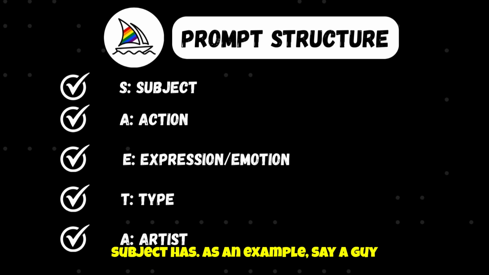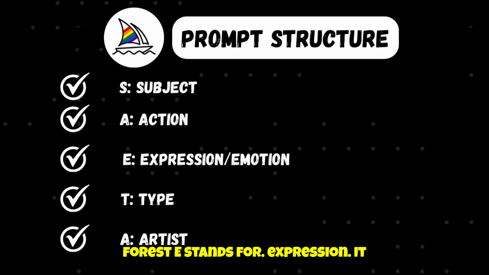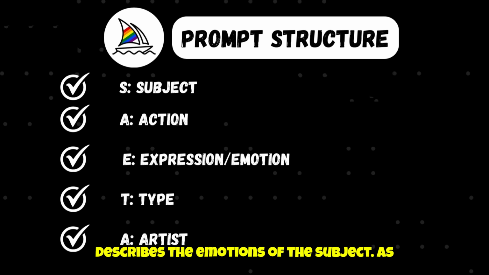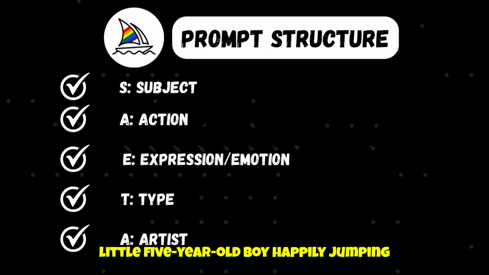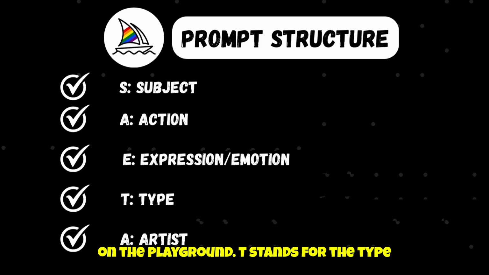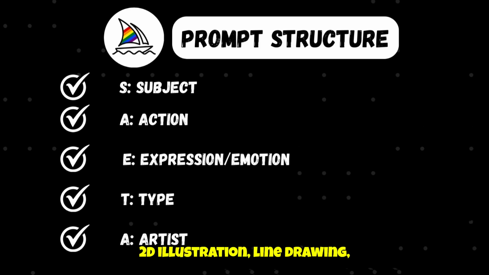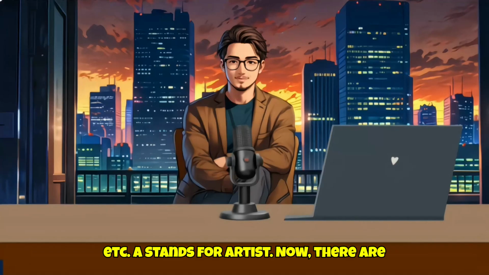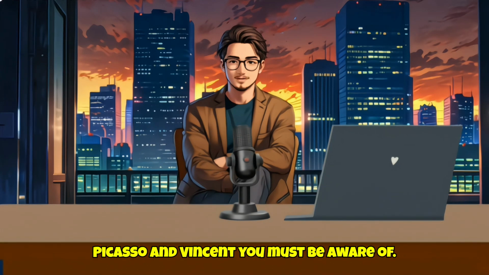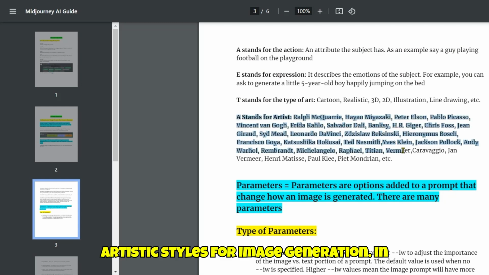As an example, say a guy playing football or a wooden hut in a forest. E stands for expression. It describes the emotions of the subject. As an example, you can ask to generate a little 5-year-old boy happily jumping on the playground. T stands for the type of art, say cartoon, realistic, 3D, 2D, illustration, line drawing, etc. A stands for artist. Now there are a few well-known artists like Da Vinci, Picasso, and Van Gogh you must be aware of. However, you can always search for more artistic styles for image generation.